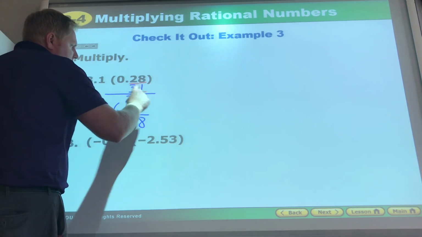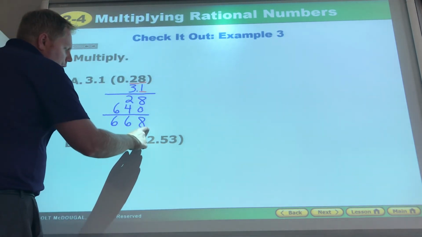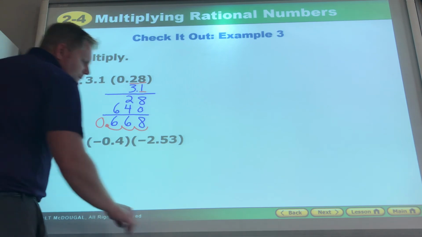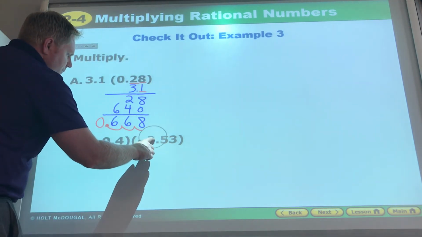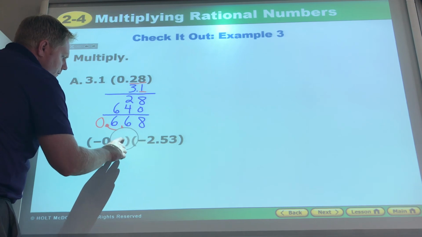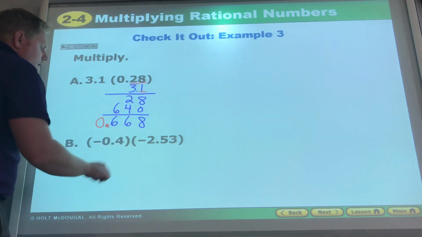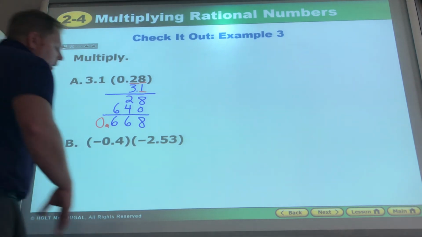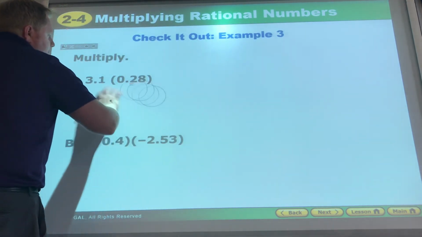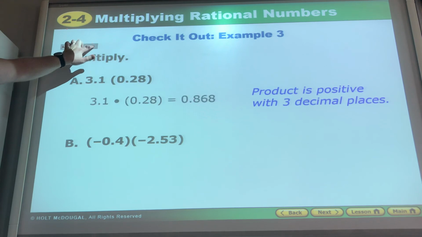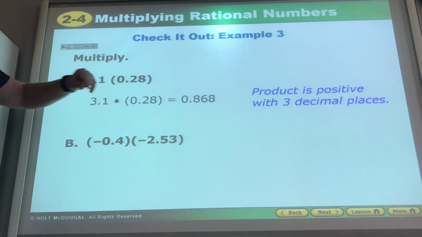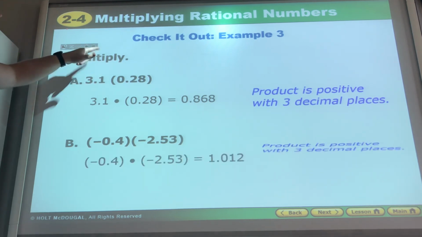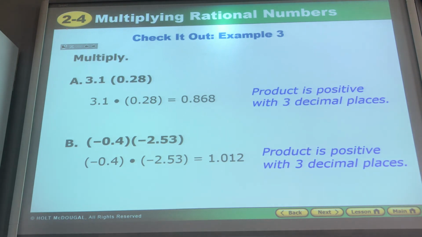1, 2, 3 spots right of the decimal. 1, 2, 3. The decimal goes right here. Let's get rid of the extra stuff. .668. There's our answer. Let's double check and make sure. When they did the math out, 0.868. I may have done something wrong, it looks like. All right, here, 1.012.